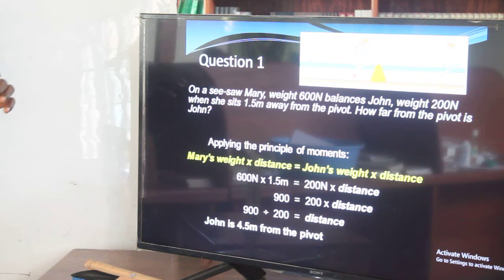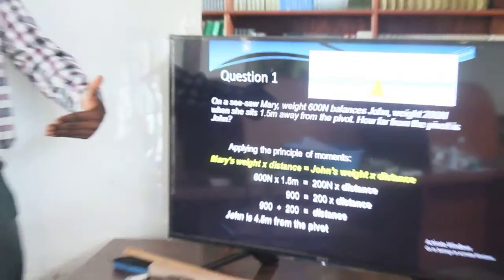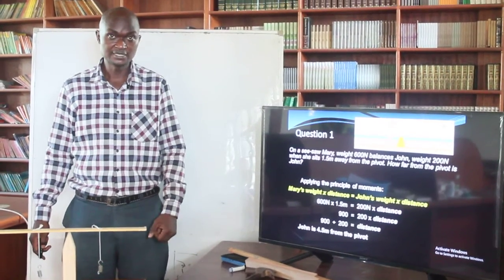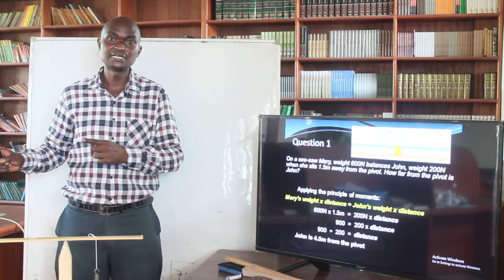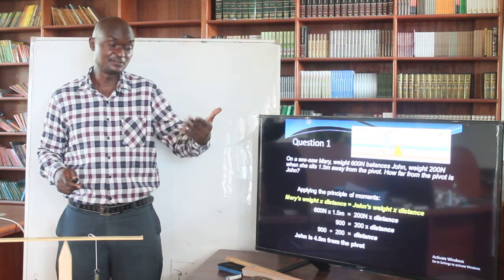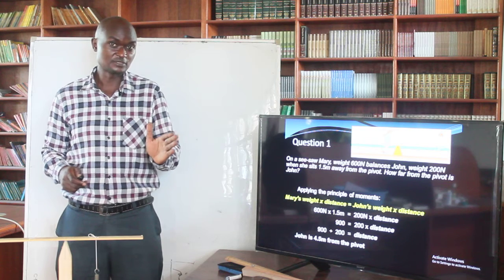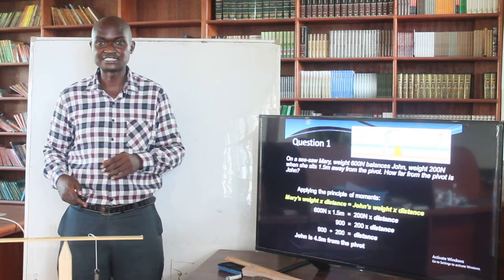So John should be seated 4.5 meters from the pivot, which is okay, because it shows that the lesser the weight, the further it should be from the pivot. The higher the weight, like Mary, 600, the closer she should be to the pivot. Mary is 600 newtons, 3 times the weight, so she should be a third of the distance, and John should be 3 times that distance.